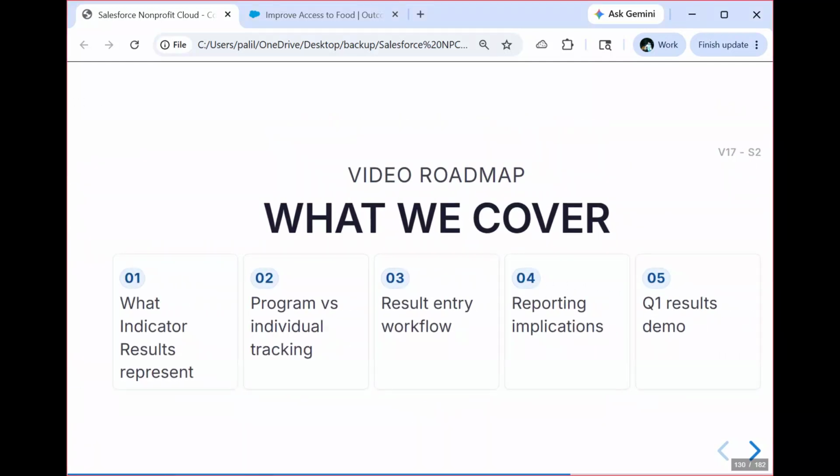We will cover how to record indicator results, the difference between program level and individual level outcomes, how to record Q1 results in the org, and how this data feeds into reports and communication.